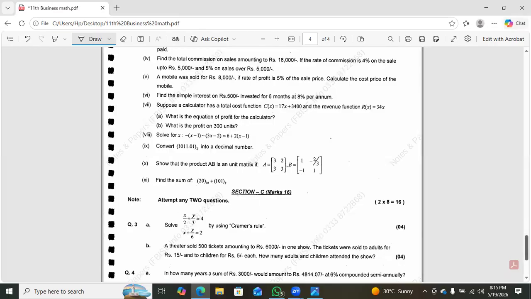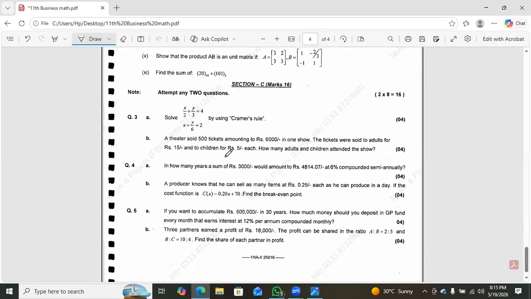In section C past paper, these are the important questions. Solve this equation by using Cramer's rule. A theater sold 500 tickets amounting to rupees 6,000 in one show. The tickets were sold to adults for rupees 15 and to children for rupees 5 each. How many adults and children attended the show? And in how many years would a sum of rupees 3,000 amount to rupees 4,814.07 at 6% compounded semi-annually?